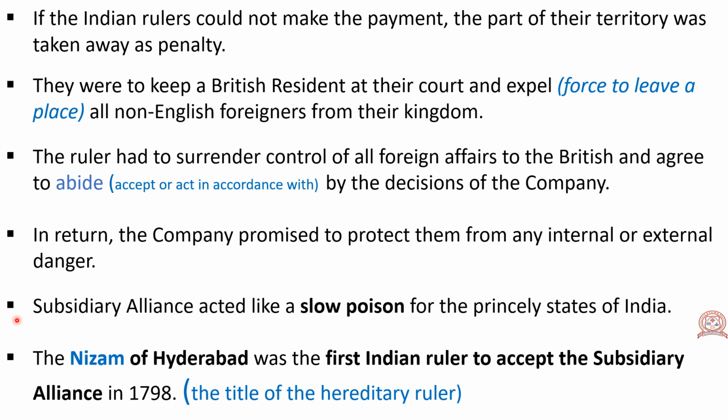Subsidiary alliance acted like a slow poison for the princely states of India. The first Indian ruler to accept the subsidiary alliance was the Nizam of Hyderabad. The Nizam of Hyderabad was the first Indian ruler to accept the subsidiary alliance with the British in 1798. Nizam means the title of the hereditary ruler.